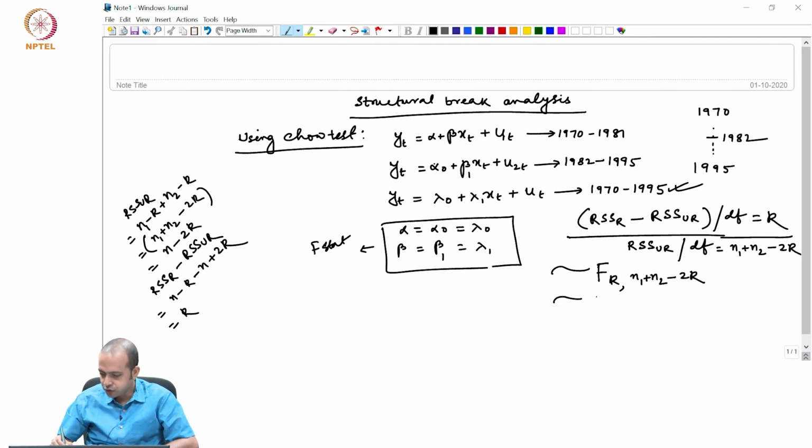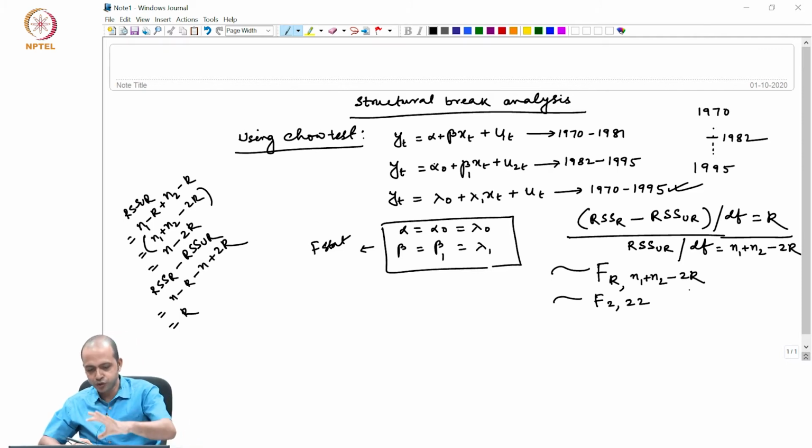So, that means here it is 2 and 22. N1 plus N2 equals 26. There are total 26 periods of time, and 2k means 2 into 2, 4. So, 26 minus 4, 22. This follows F distribution with 2 and 22 degrees of freedom. So, this is the Chow test what we have discussed already.